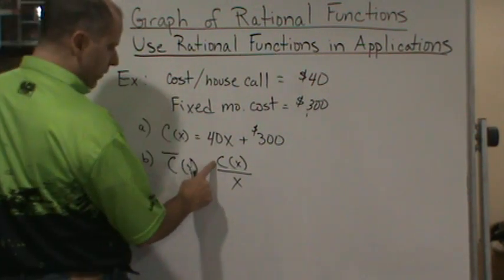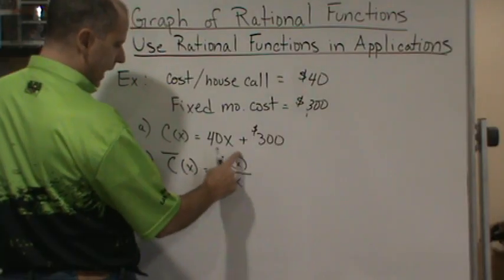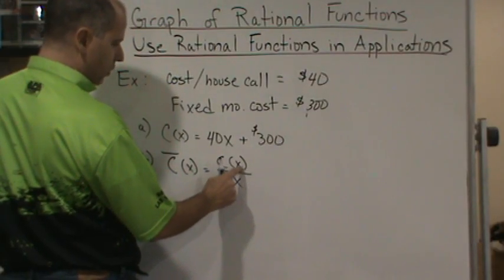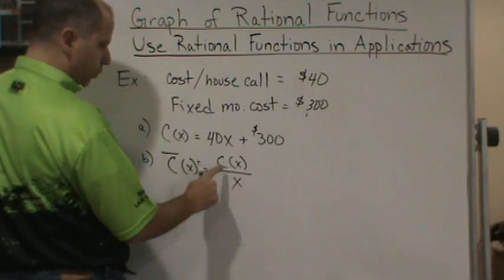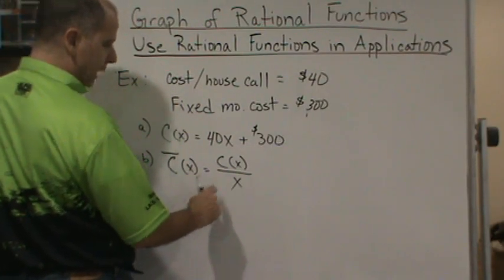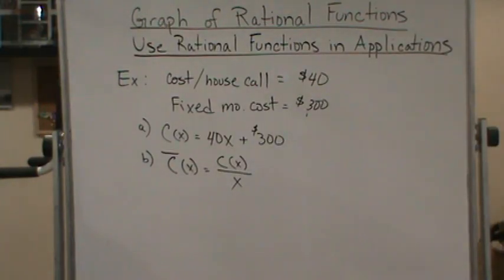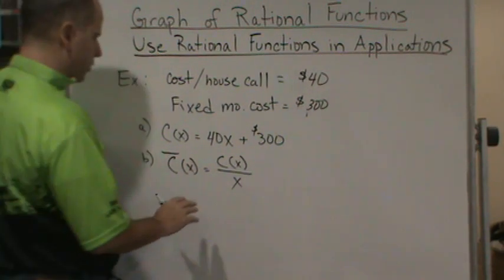So it's going to be the cost function. This is the cost function. This tells me how much it costs me on a monthly basis, but then if I want the average, I'm going to take the cost function divided by the total number of house calls per month. Okay, just so we understand.